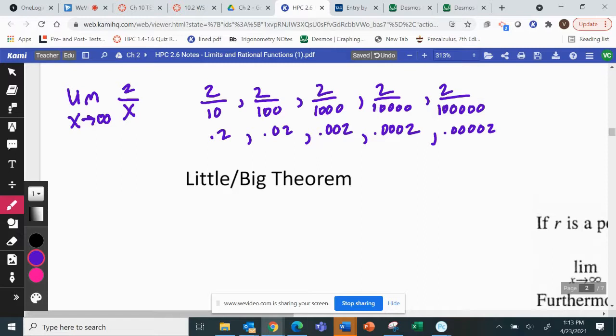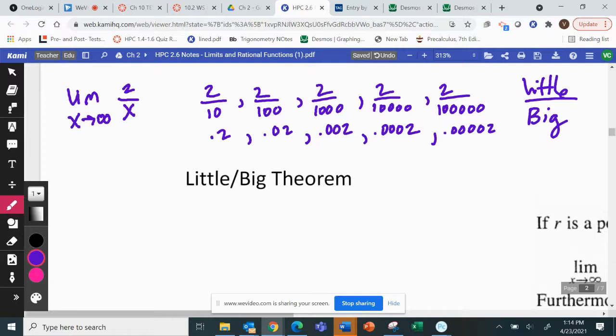Because if I have a little number on top, and then the bottom number is getting bigger and bigger and bigger, it's just getting smaller answers. And it's eventually going to go to 0.